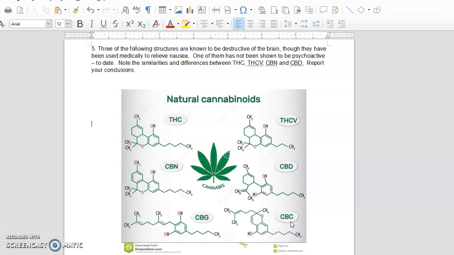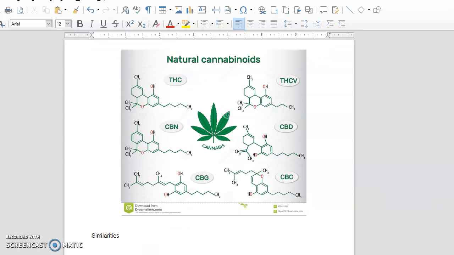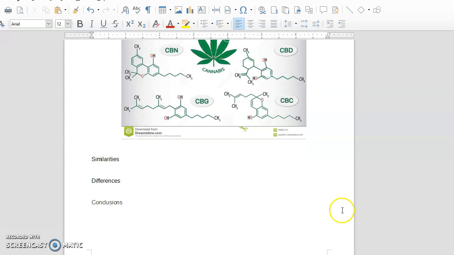Okay? So anyway, what I want you to do on these is look them over carefully. Note similarities in structures and differences, and then any conclusions you might want to make. And that's the end of the lab for today.